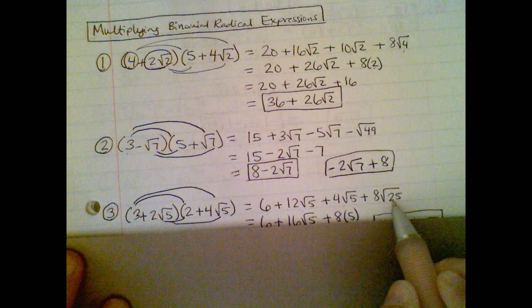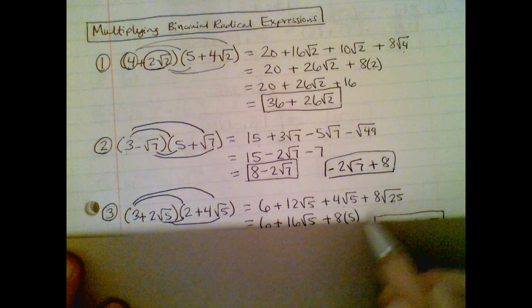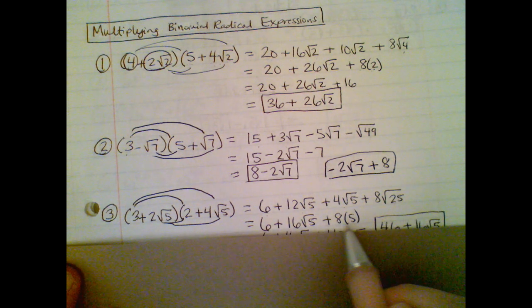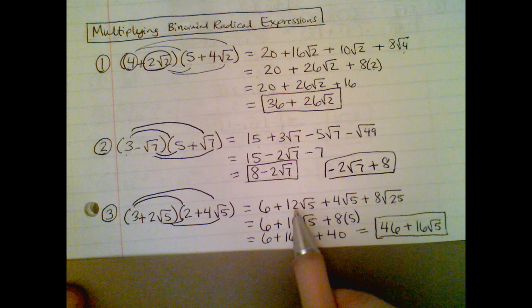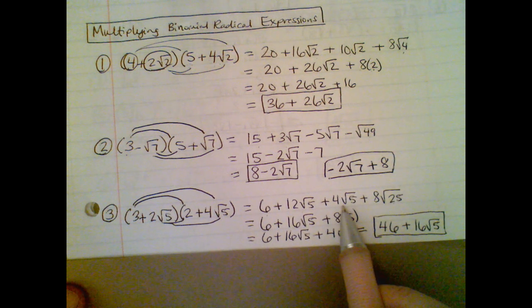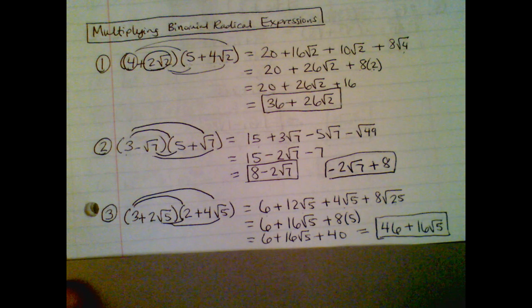We're going to simplify this down. Square root of 25, if we do our factor tree, is 5 times 5. We bring out our one pair, so a 5. 8 times 5 would give us 40, so 6 plus 40 would give us 46. And then we have 12 square root of 5 plus 4 square root of 5 is 16 square root of 5. These are not like terms, so that would be our final answer.